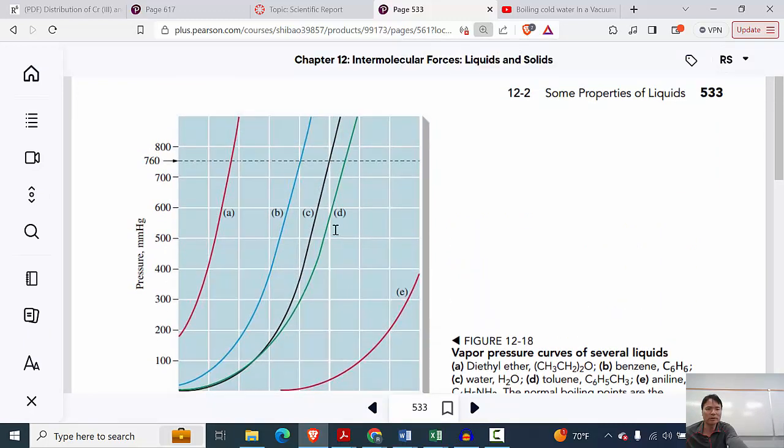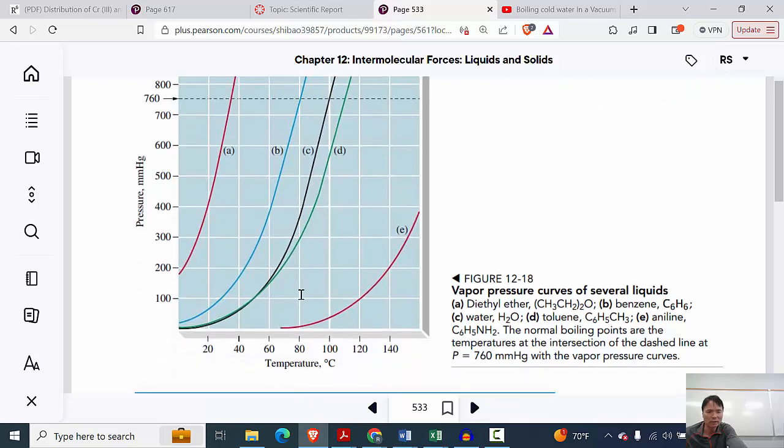If I have a vapor pressure curve, it's easy. If I want half an atmosphere, that's half of 760, which would be what, 380? If I go to 380, what is the temperature? 380, it's about 80 degrees C, roughly. And so at half an atmosphere, water should boil at 80 degrees C. Right, we just use the vapor pressure curve.